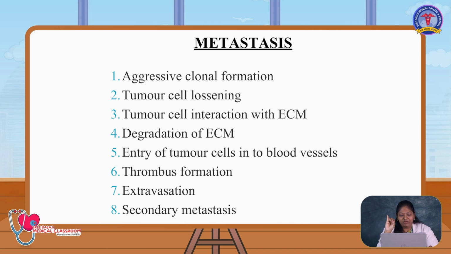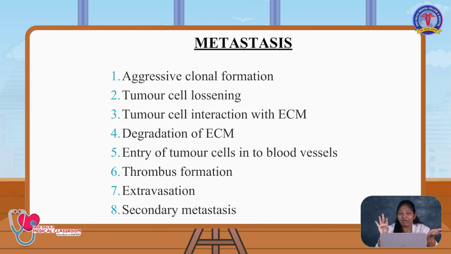So what will the first be? The first point is aggressive clonal formation, as I've told you. Next, loosening of the cell, and interaction with the extracellular matrix. Those are 3 points. How does it happen? With the help of E-cadherin. Clear? Next. Now, in this extracellular matrix, they have to again degrade this and enter into the blood vessel. So, that will be the 4th point.